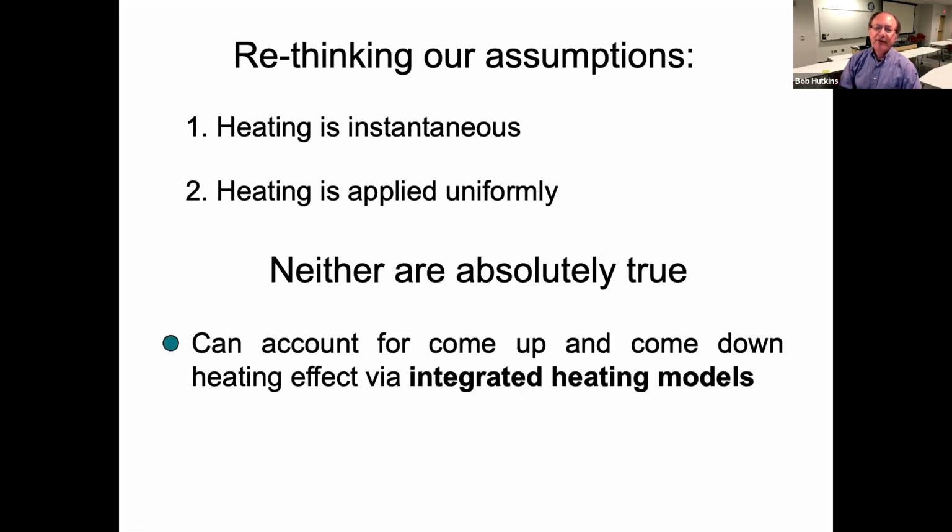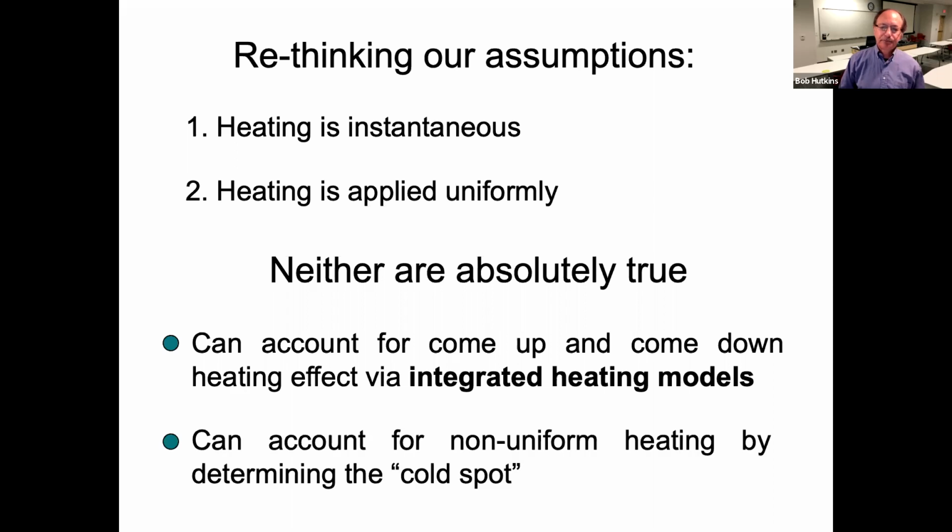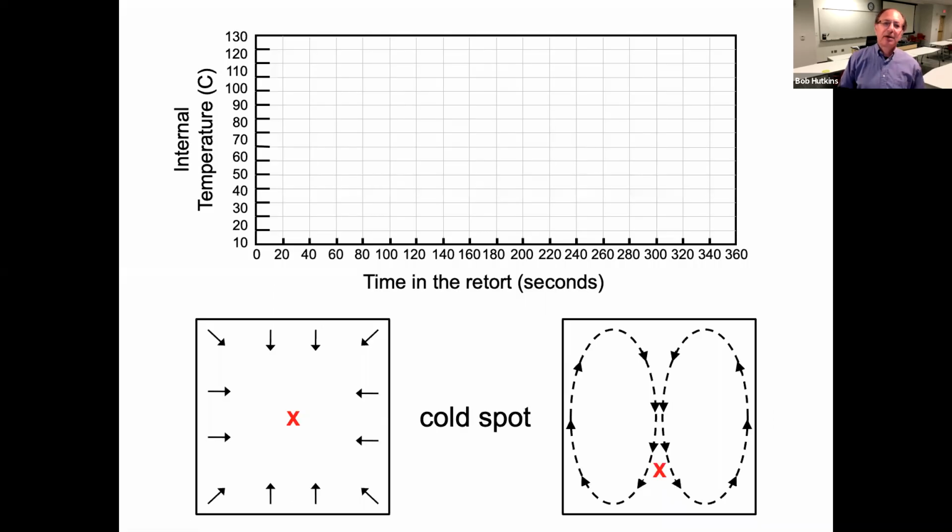We can account for the come up and come down via integrating heating models. This requires calculus, and good for you. I haven't had calculus in 45 years, so we're not going to go through the calculus, but in heat and mass transfer, that's the name of the class I was thinking of, they probably do this. Hopefully they show you how this is done. And we can account for this non-uniform heating by determining where the cold spot is in that food.